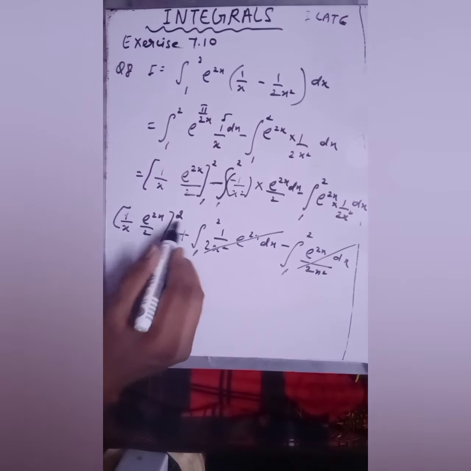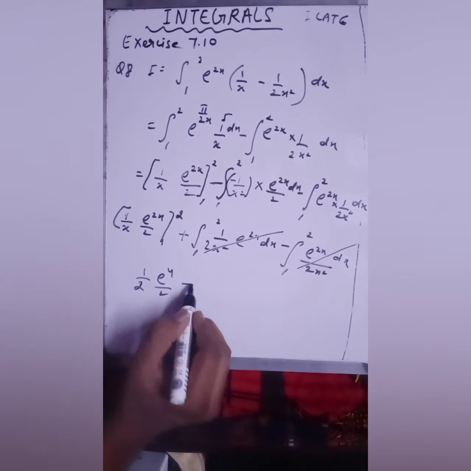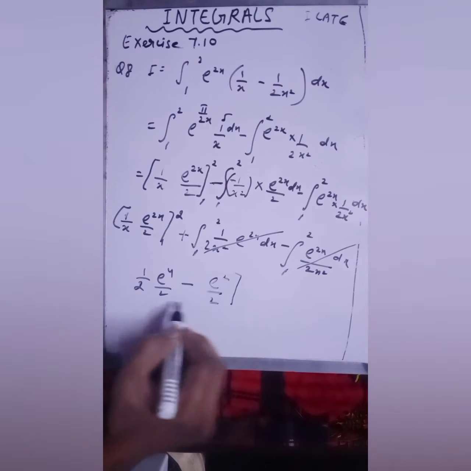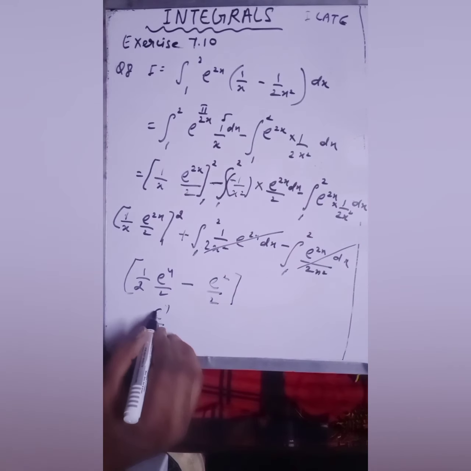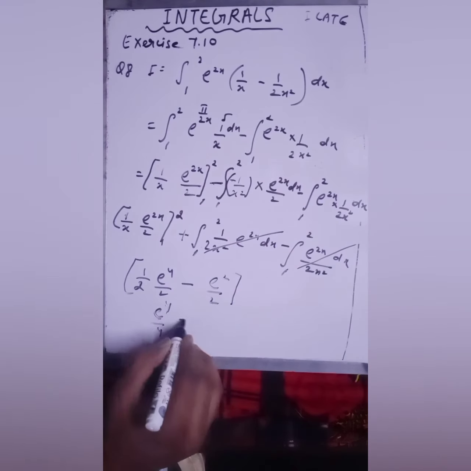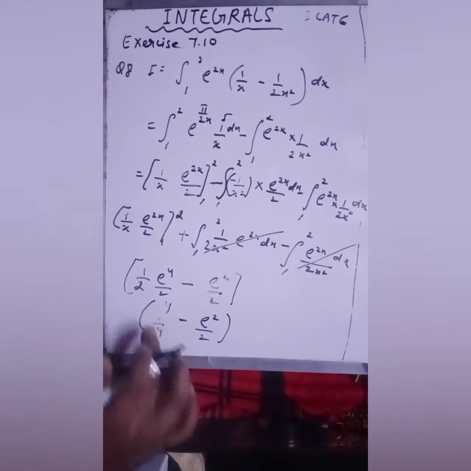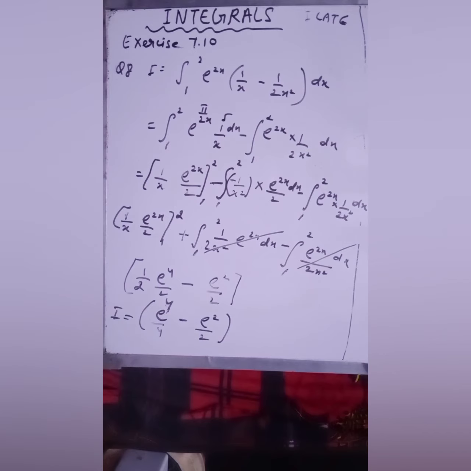Got it? So just here you can put the value, it is 1 by 2 e raised to power 4 by 2 minus, now you have to put 1, so it would be e raised to power 2 only over 2. So this would be the required answer, e raised to power 4 over 4 minus, actually pen is not working properly, so this is your required I. Got it? So this is how you can solve question number 8 of this exercise. Got it?